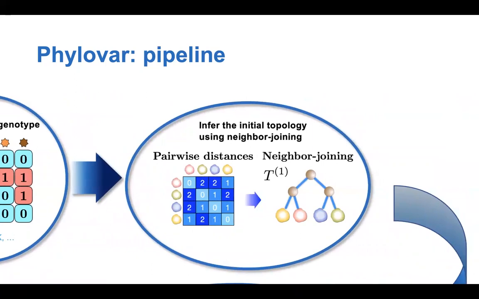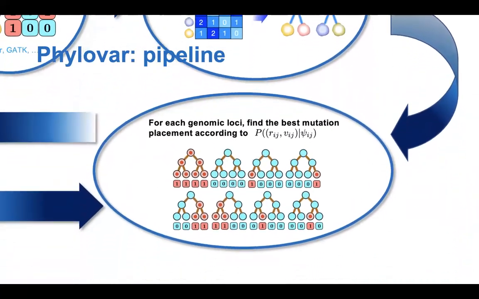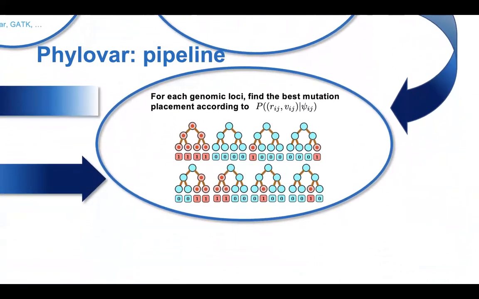Using the initial genotype matrix, we can calculate a pairwise distance matrix between the cells, and then infer an initial tree topology using the neighbor joining algorithm. Given the topology from the previous step, we need to find the best mutation placement for all the sites. Depending on the tree topology, there could be many possible placements for the mutations.